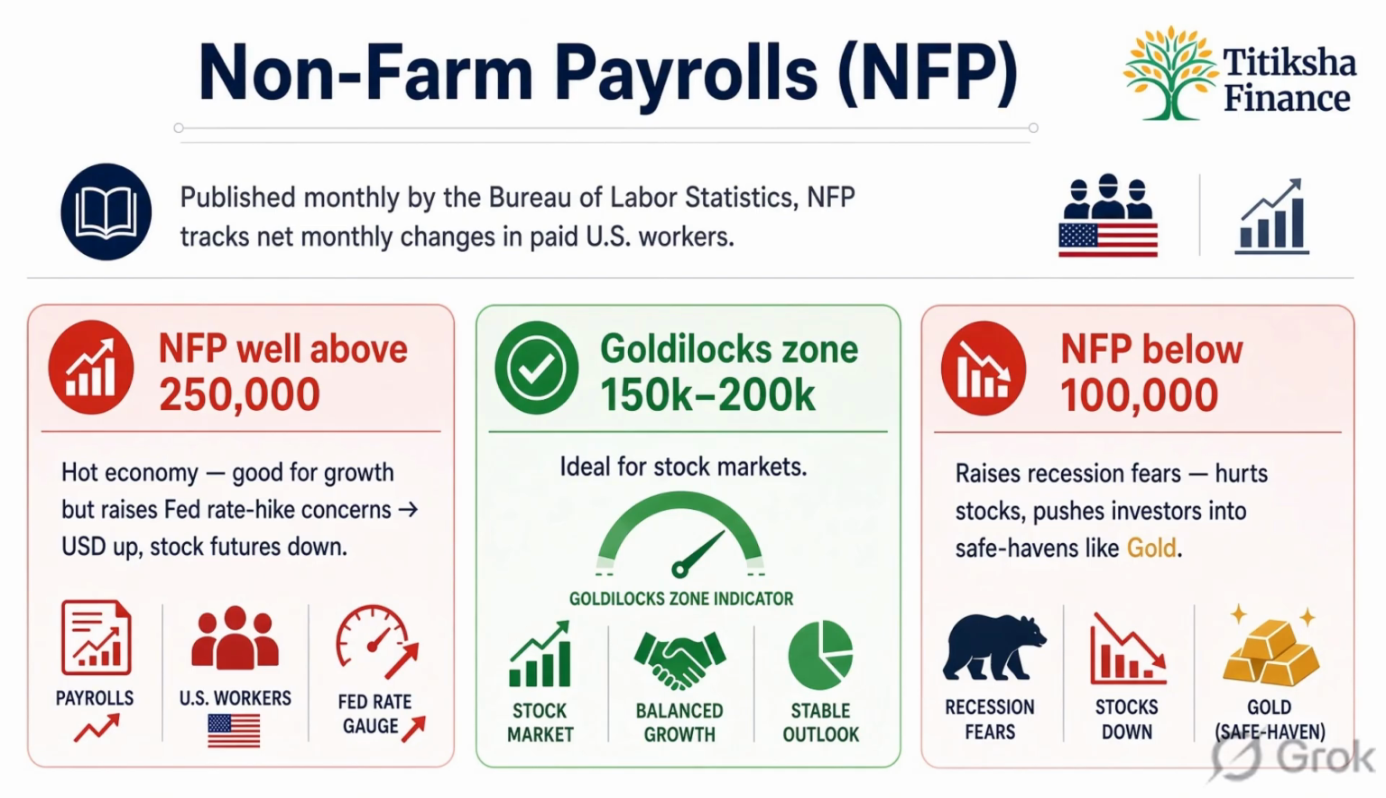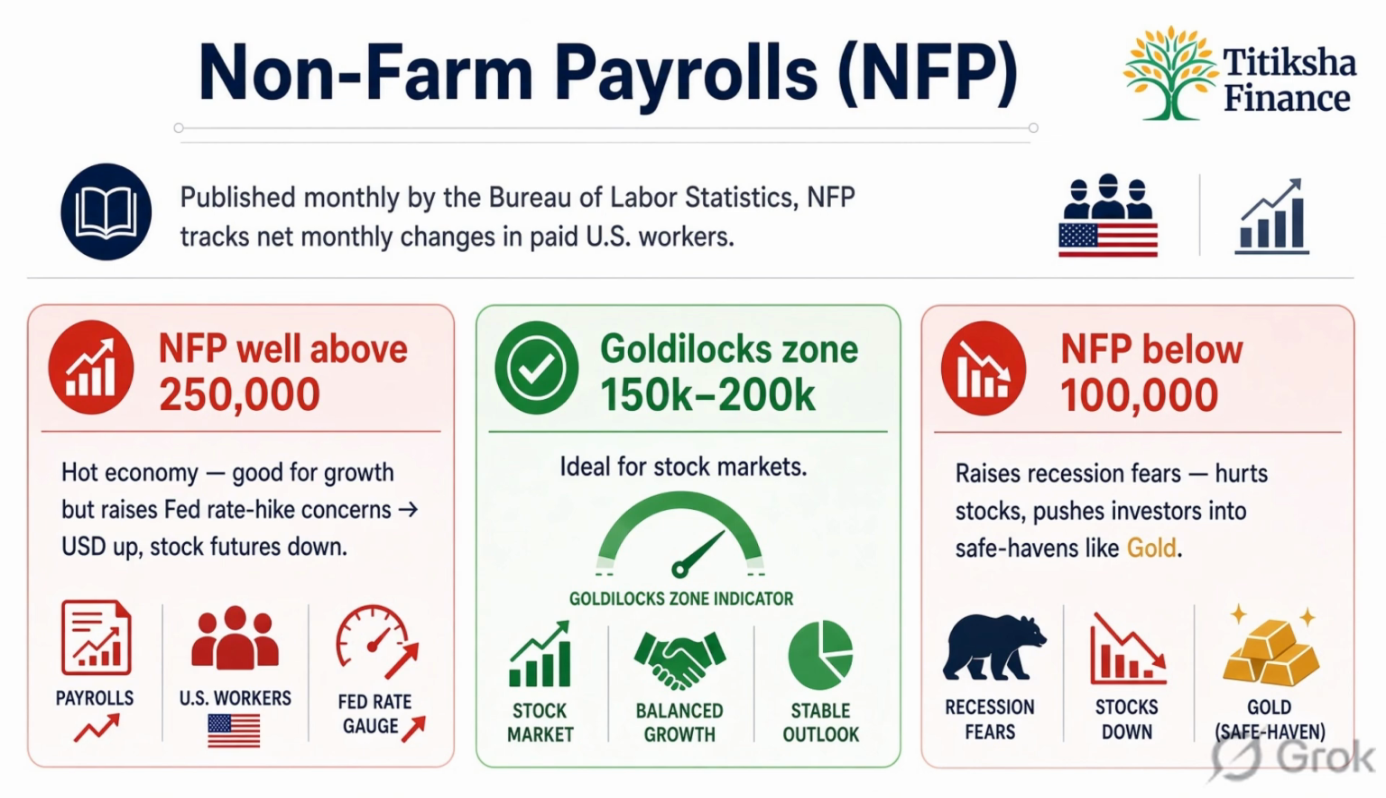Let's look at the key data points of the labor market. Non-farm payrolls, or NFP. Published monthly by the Bureau of Labor Statistics, NFP tracks net monthly changes in paid U.S. workers. As far as market dynamics of NFP is concerned, an NFP print well above 250,000 shows a hot economy. While good for growth, it raises concerns that the Fed will raise rates to prevent overheating, which can push the US dollar up and stock futures down.